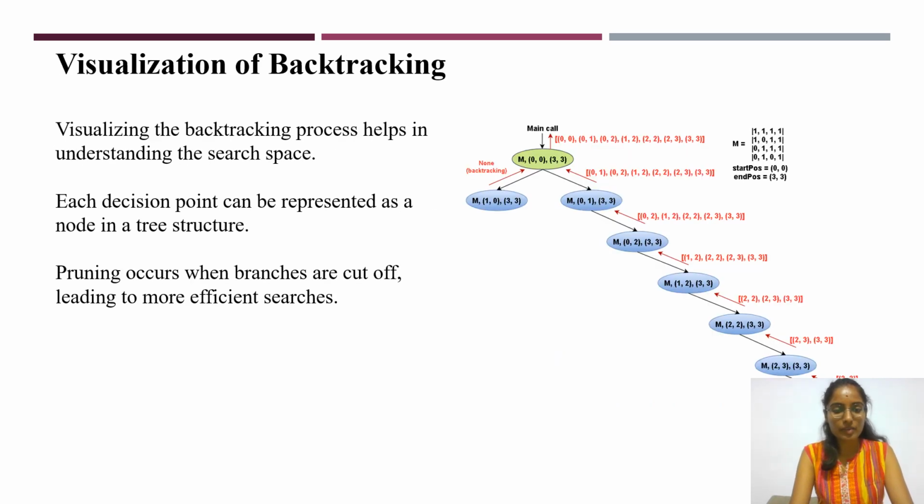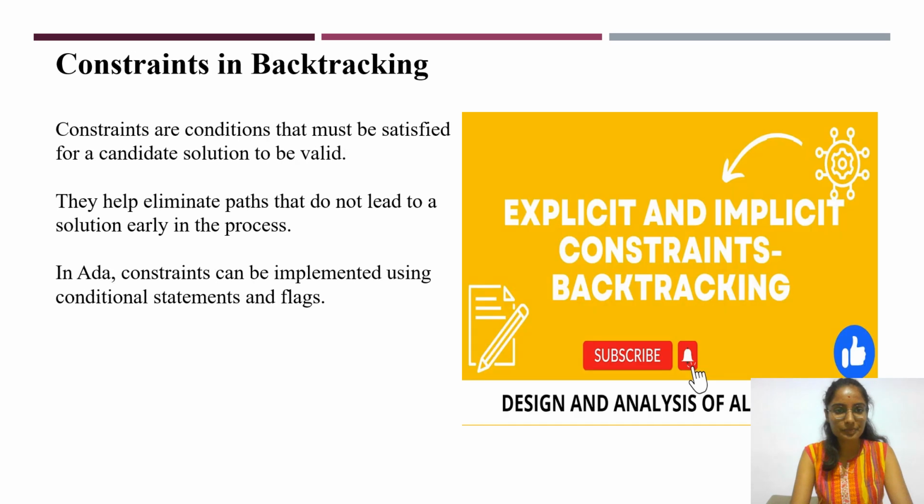Visualization of backtracking. Visualizing the backtracking process helps in understanding the search space. Each decision point can be represented as a node in a tree structure. Pruning occurs when branches are cut off, leading to more efficient searches.